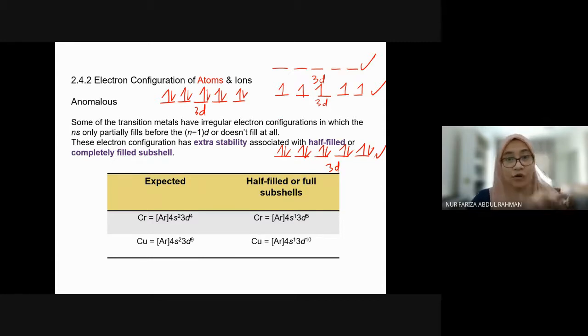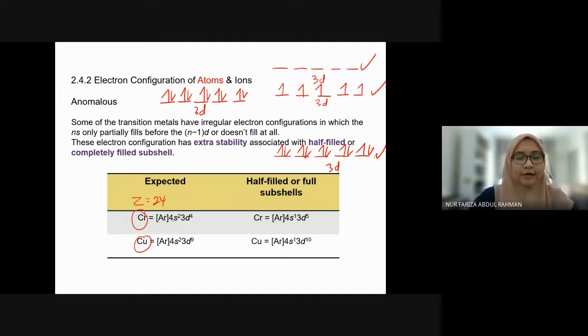Okay, so based on this understanding, let's look at an example of a transition element that has this abnormality, or what we call anomalous. For example, we have chromium. We have chromium and copper. So now let's look at chromium first. For chromium, the Z will be 18 plus 4 plus 2. How much, guys? 24.